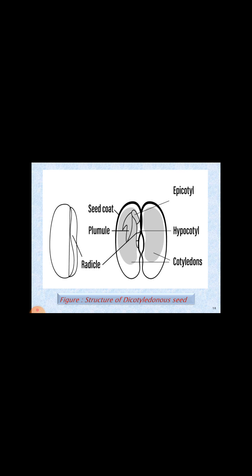Now let's move to the structure of dicot seeds. In dicots, the embryo has an embryonic axis and two cotyledons. The cotyledons appear swollen as they preserve the food for the developing seedlings. There are two ends of the embryonic axis. The upper end, which forms the shoot tip, is called the plumule, and the lower end, which forms the root tip, is called the radicle.